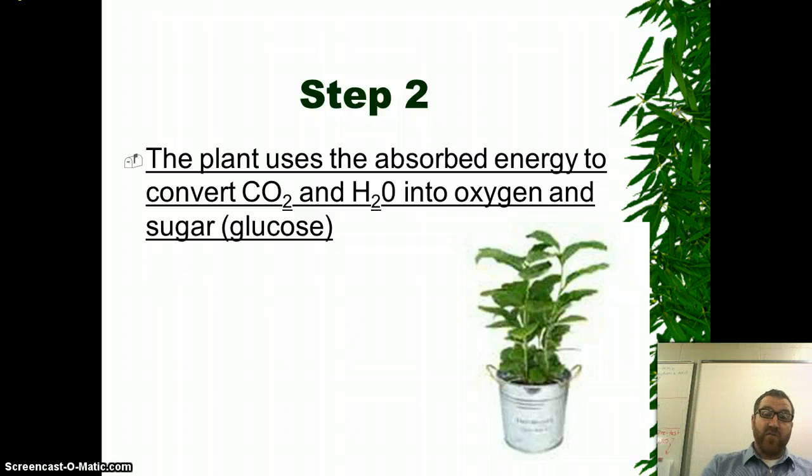Now, what that's going to generate or make is oxygen and sugar. Right? Oxygen, the plant really doesn't need that much, so anything extra gets emitted into the atmosphere. And also, it's going to make sugar. This is the food for the plant. That food will then be used in respiration, which is the next process we're going to talk about.